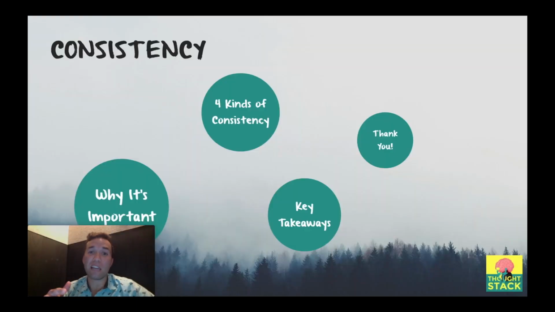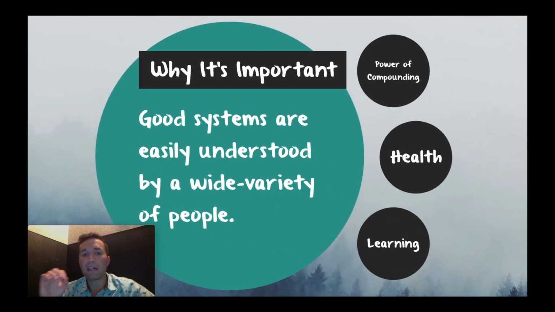All right, so today's design principle is consistency. Let's hop right in. It's important because any good system needs to be easily understood by a wide variety of people really quickly. Now, before I get into the exact 4 distinct types of consistency in design, I want to show you why I think it's so important.